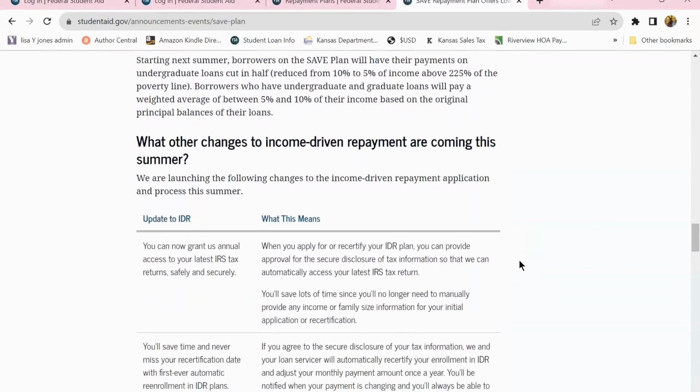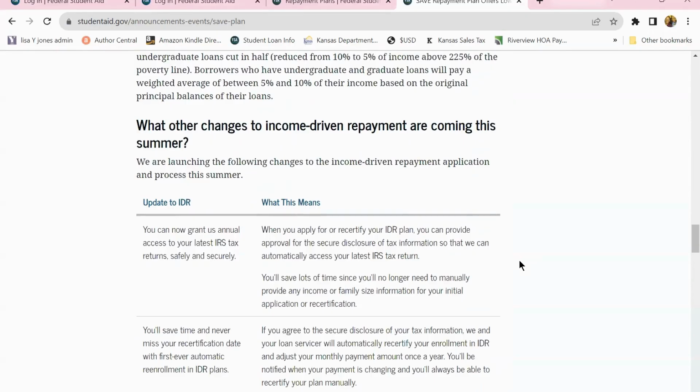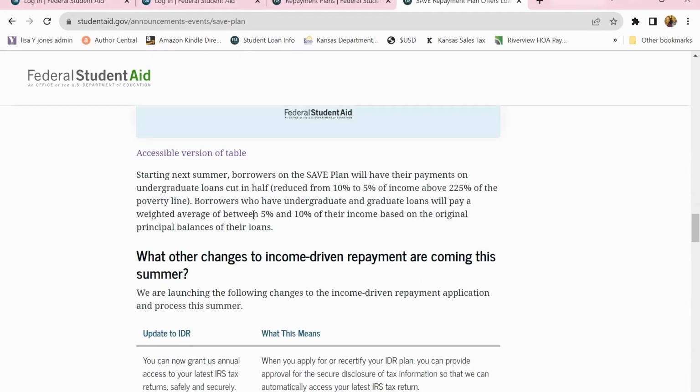Here are some other changes. Oh, these are other changes that are coming to other plans. I scrolled by this a little fast earlier. So they are still revamping SAVE, which means your payment might get lower. Okay. But again, if you're trying to get out of debt, you don't want your payment lower, right? So, but I do want to point that out.